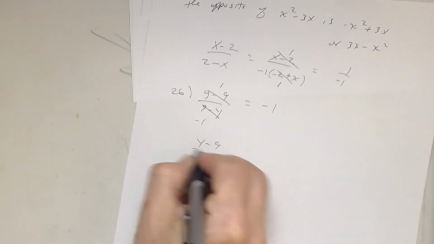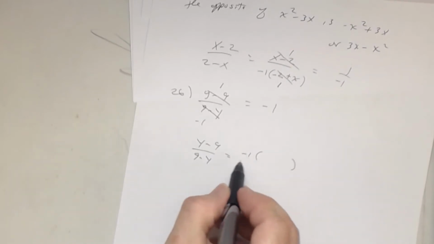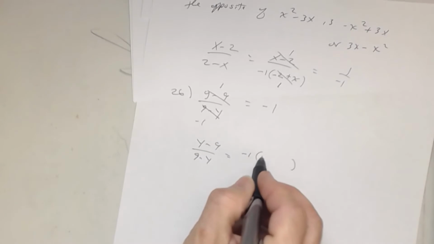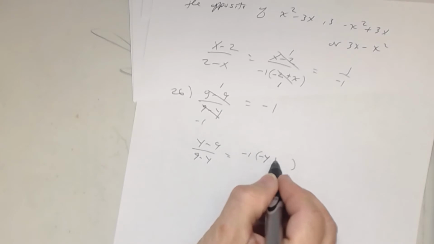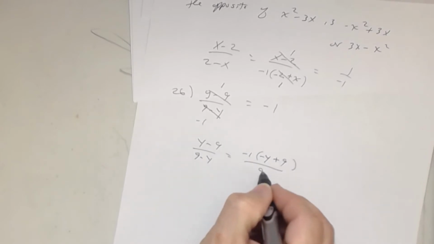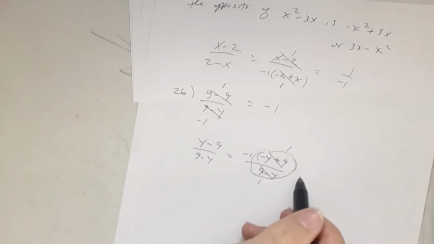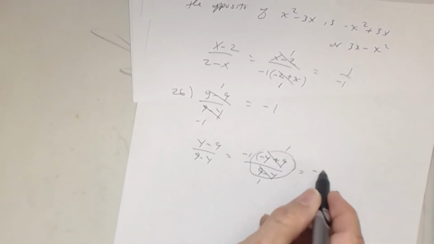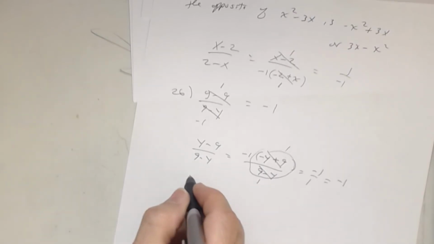So I want you to notice this. If I factor out the -1 from the numerator, -1 times what's a +y? -y. -1 times what's a -9? +9. And in the denominator I have this. What do you notice about these two that I'm circling right here? They're the same. So when I divide them out, they're both 1s. And what's -1 times 1? -1. And what's -1 divided by 1? -1. I could have factored out the negative 1 from the denominator. It did not matter.